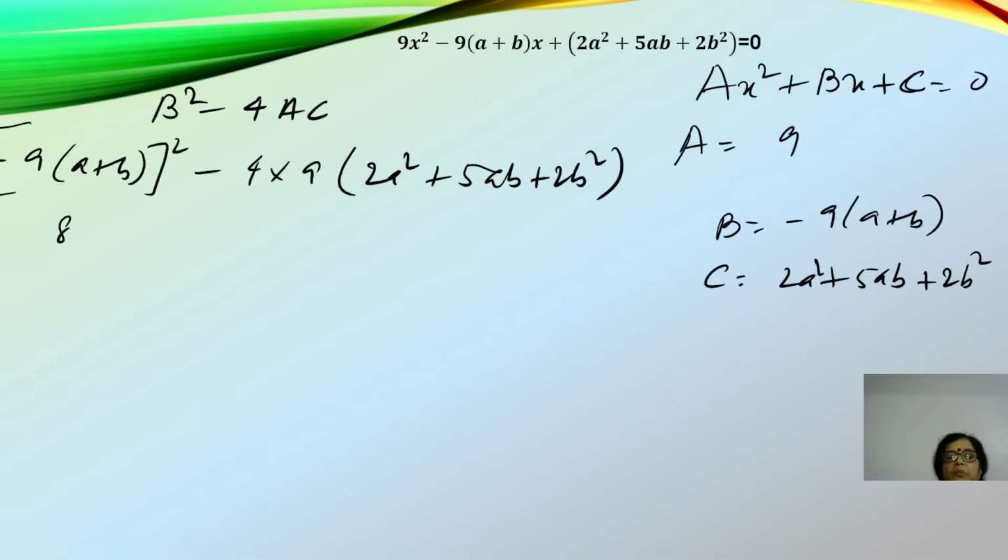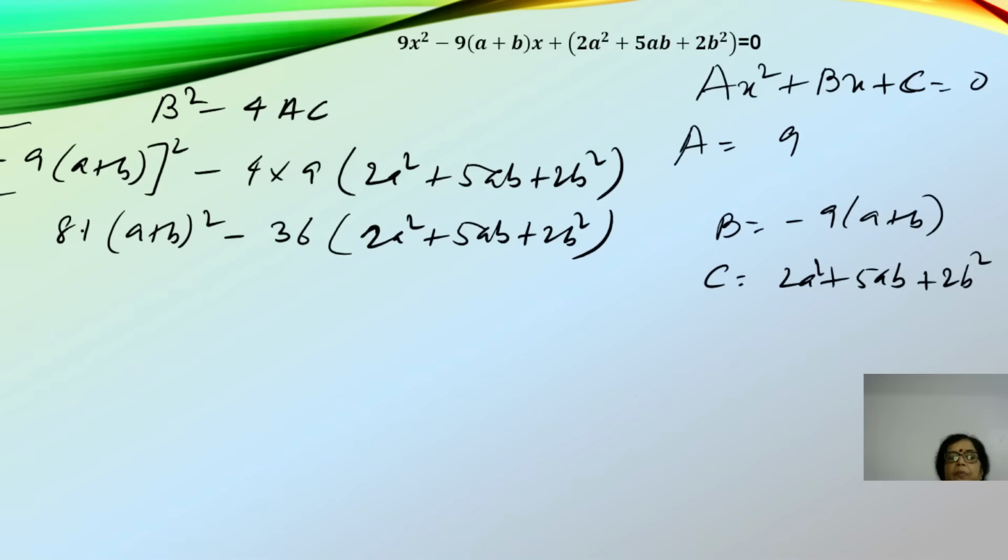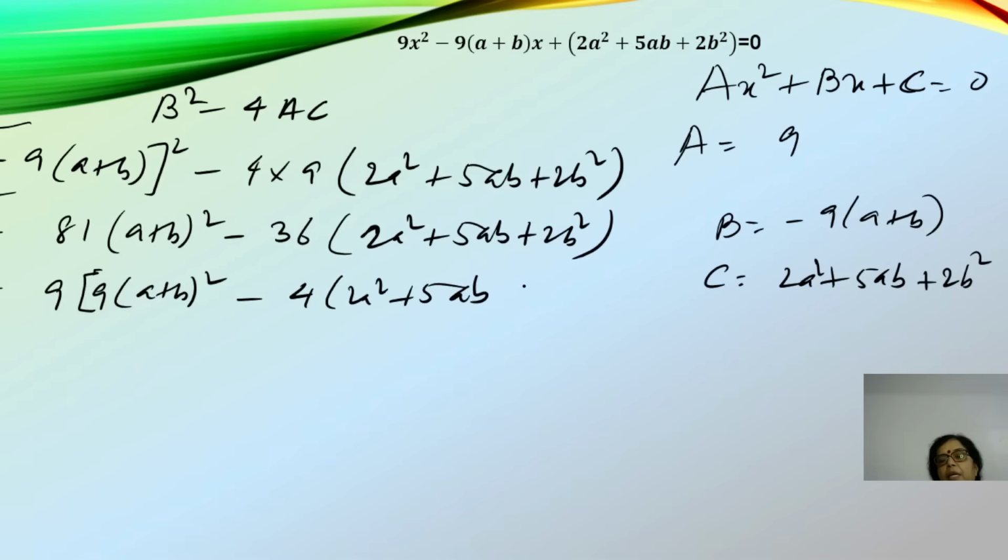So this becomes 81 into (a plus b) the whole square minus 36 into (2a squared plus 5ab plus 2b squared). Now from both these terms we can take out 9 common. So we can write this as 9 into (a plus b) the whole square minus 4 into (2a squared plus 5ab plus 2b squared).